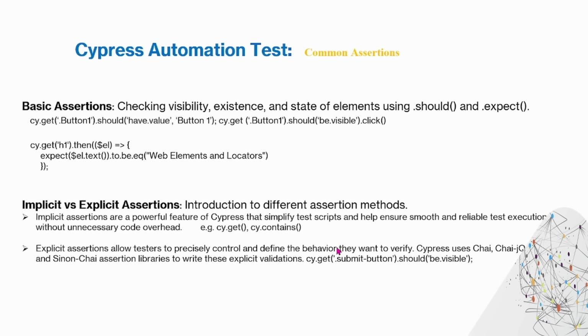On the other hand, explicit assertions allow testers to precisely control and define the behavior they want to verify. So Cypress uses chai-jquery and sinon-chai assertion libraries to write these explicit validations. And this is an example of an assertion that is explicit right here.